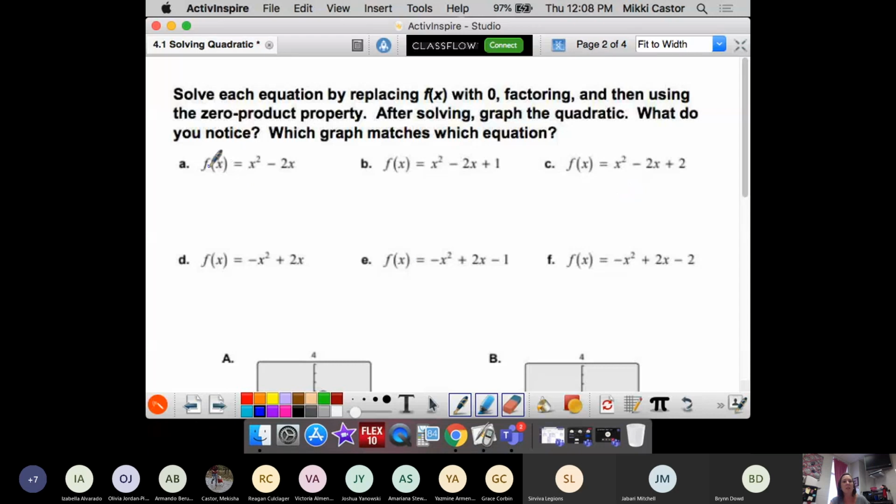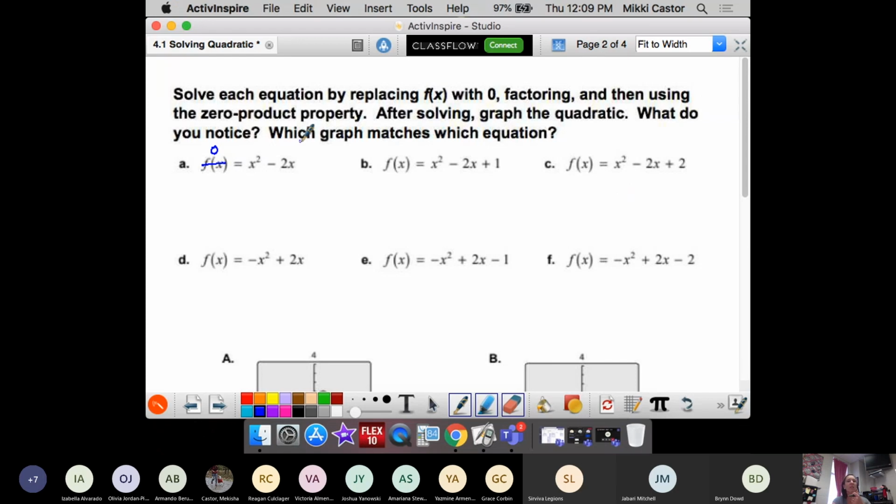Okay, so what I'm asking you guys to do is to replace the f of x with 0. Right, so now I have 0 equals x squared minus 2x. Once you do that, I want you to go ahead and solve. So you're going to factor, look for the GCF first, see what you have left over, set your factors equal to 0, and then after solving, I want you to graph the quadratics, and I want to see if you guys can figure out what you notice, and which graph matches which equation and why.